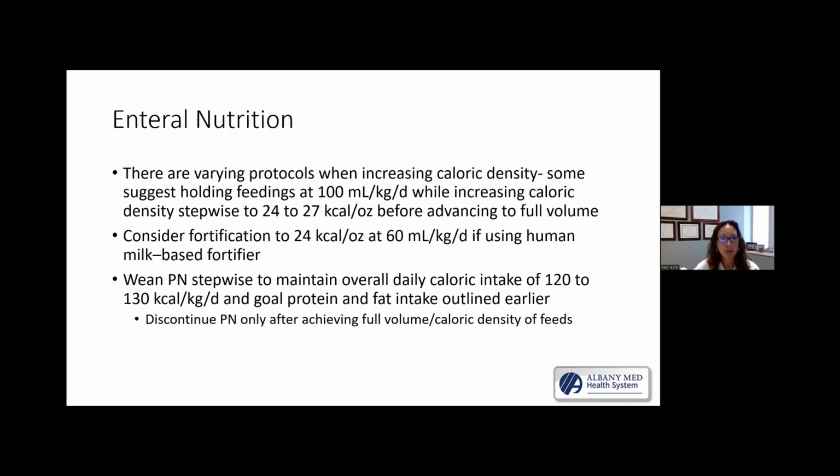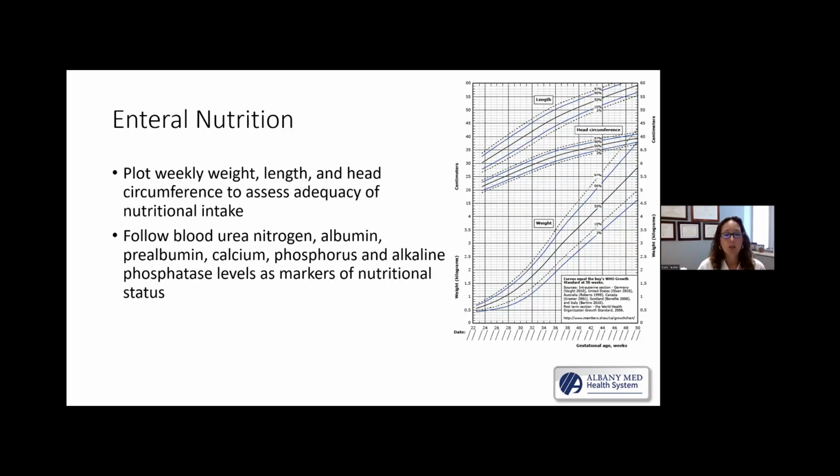You want to make sure as you're increasing your volume and calories of your enteral nutrition that you're weaning your parenteral nutrition stepwise to maintain your overall daily caloric intake, as well as making sure that you maintain your goal protein and fat intake. And you continue to monitor electrolytes as well as triglycerides to ensure that you have a good balance. You want to discontinue your parenteral nutrition as soon as possible, but only after achieving an adequate enteral intake, including caloric intake.